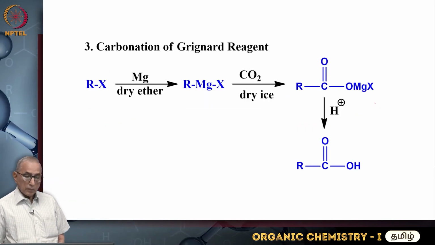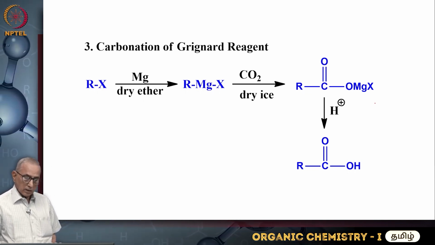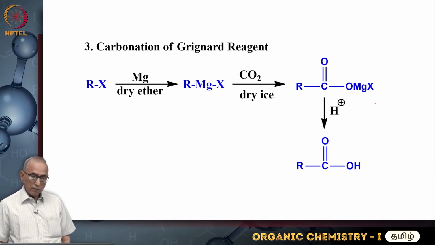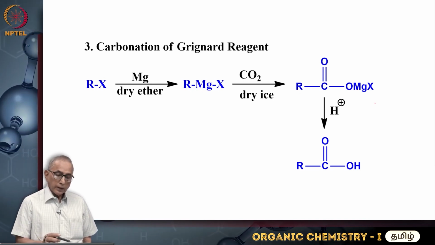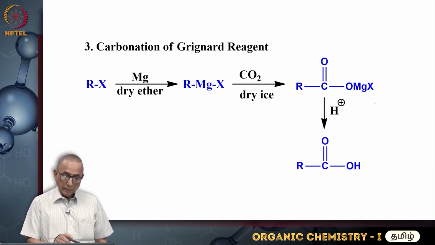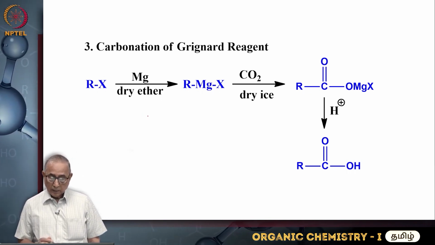In our methods, carbonation of Grignard reagents. The Grignard reagent was discovered by a chemist by name Victor Grignard. This is prepared by taking an alkyl halide in the presence of magnesium and dry ether. The ether should be very dry.